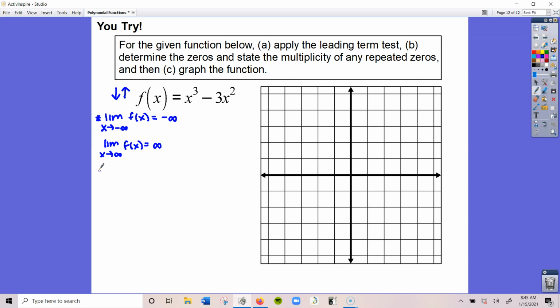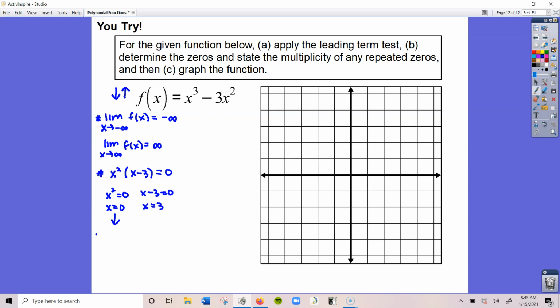Now let's determine those zeros. X to the third minus 3x squared, they both have an x squared in common. So we're going to factor that out. And that would give me x squared times x minus 3. We make it equal to 0 to solve for our x-intercepts, or our zeros. So here, because this is x squared, that means that x is equal to 0 since nothing was added or subtracted, so that's just 0. And x minus 3 is equal to 0. I'd have to add the 3, so x is equal to 3.